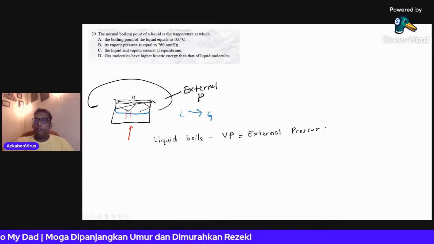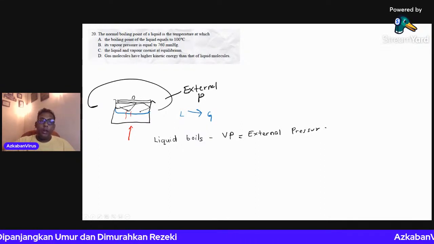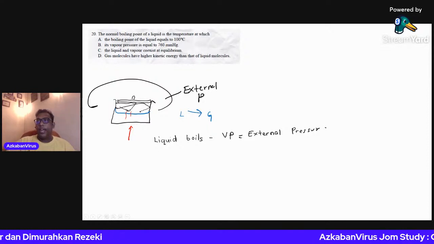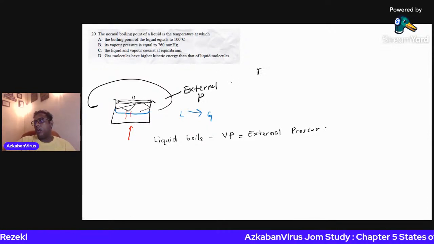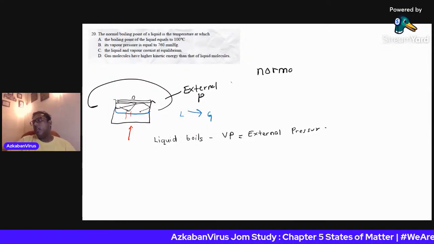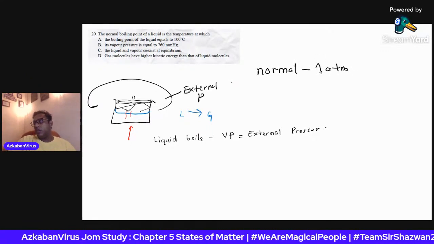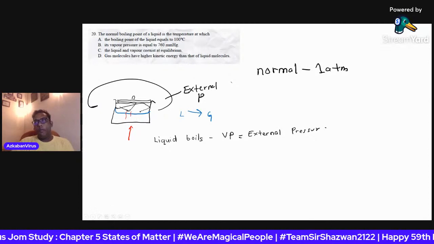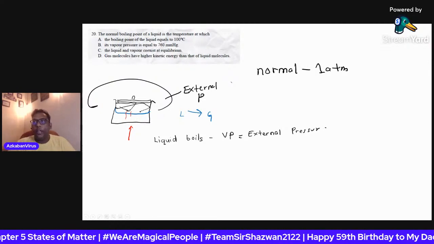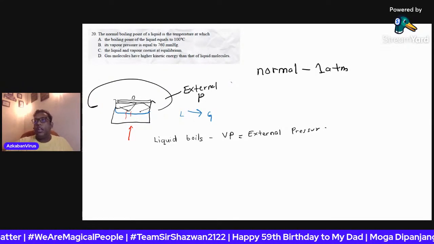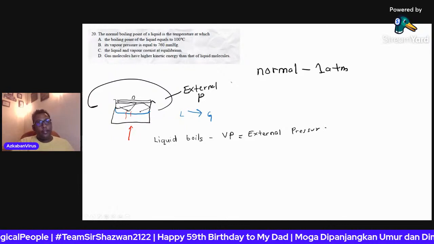So, normal ni refer pada keadaan sekarang, pada keadaan 1 atm. Every time kita cakap normal, kita refer kepada 1 atm. So the normal boiling point of liquid is the temperature at which the vapor pressure is equal, the boiling point of the liquid equal to 100 degrees Celsius.